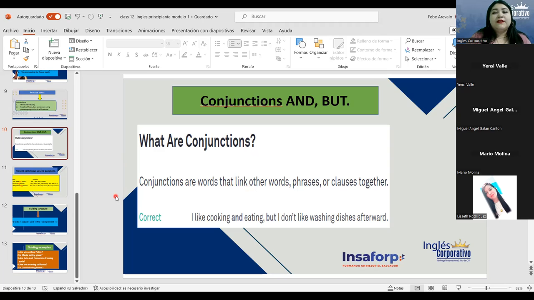Si se fijaron, hemos estado trabajando con el verb to be in present, y now el present progressive, and that's it, ¿ok? Pero sí es importante que conozcamos las conjunctions. Ahora bien, el ejemplo que yo traigo aquí no es de present progressive, no es presente progresivo. Es de simple present, pero con las conjunctions. Lo que yo quería que vieran era cómo se utilizan las conjunctions.